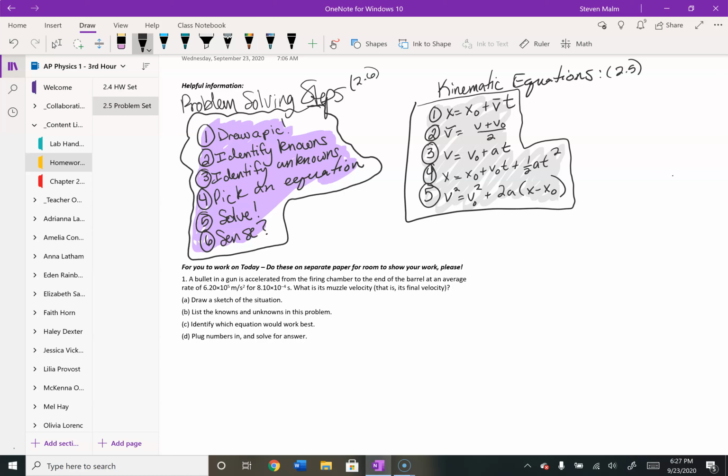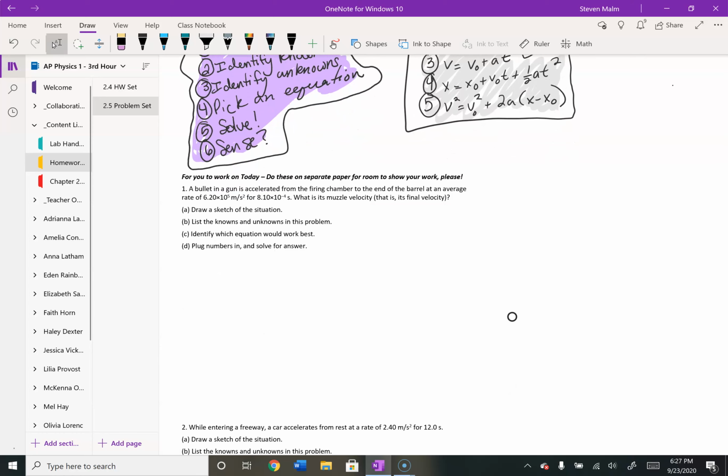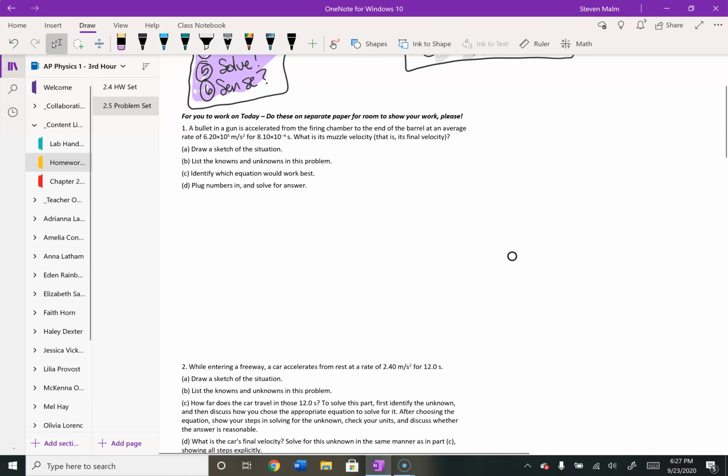I'm just going to film the first 4, but you can always go into our content library. It should be on the left side of your screen over in OneNote. If you go into the content library, then go to homework and the 2.5 problem set, you'll be able to access all of the work that I've done, so you can double check what you've been doing. All right, okay, so let's go ahead and get started.